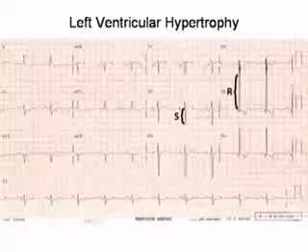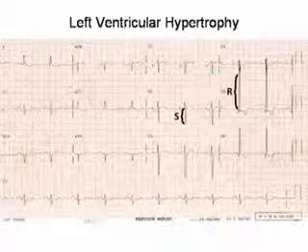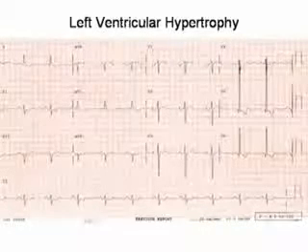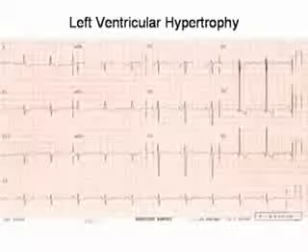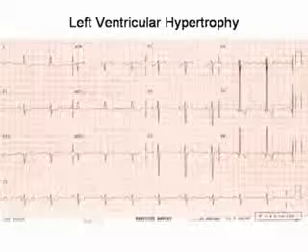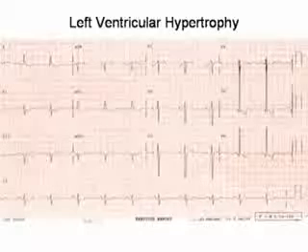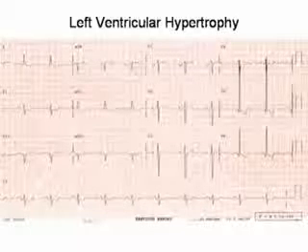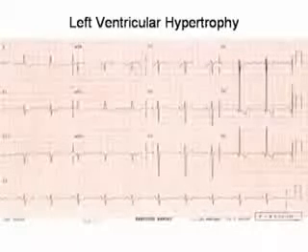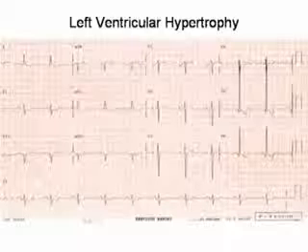In addition, this might be a good time to point out something called the strain pattern of hypertrophy. And the strain pattern means that the T wave is asymmetrically inverted. It's not quite perfectly inverted. It's a little bit more downward and then it will quickly slope up. Later we'll talk about ischemia, which also causes T wave inversion, and how do you tell the difference?